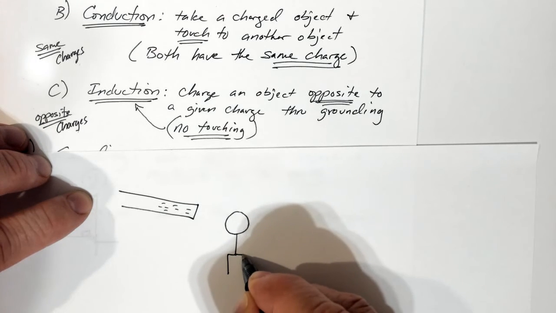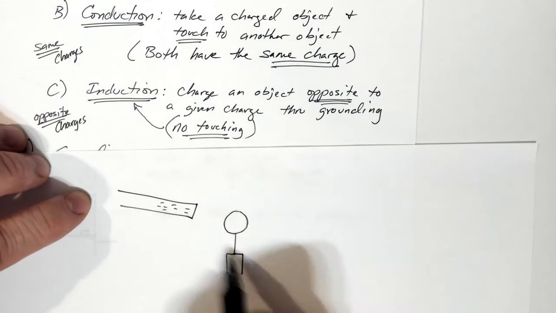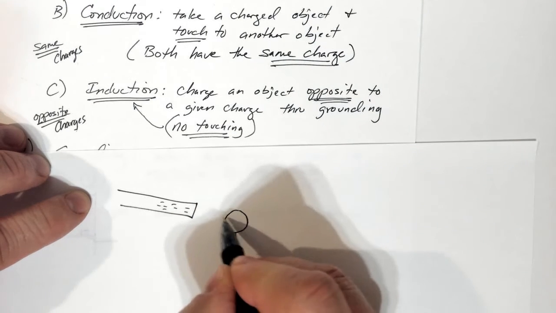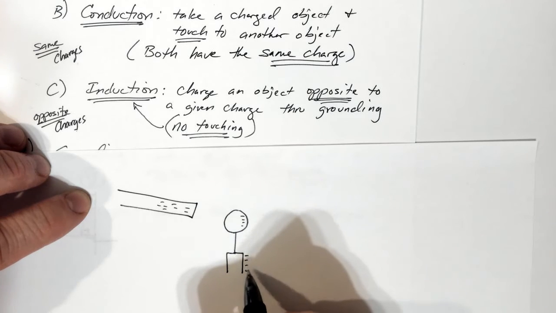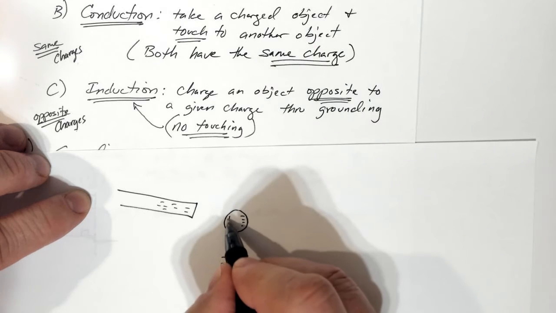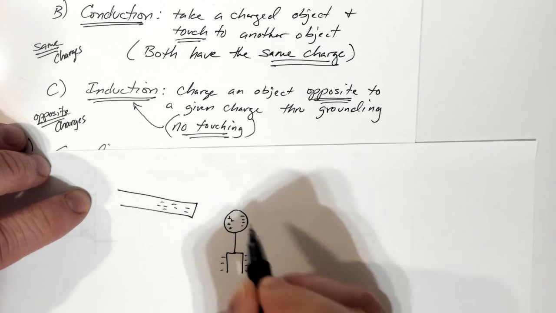Okay, I'm going to use the electroscope. As you bring the negative one near, the electrons don't like it, so they run over here and they run down here. So your positives get exposed over here because they like it.